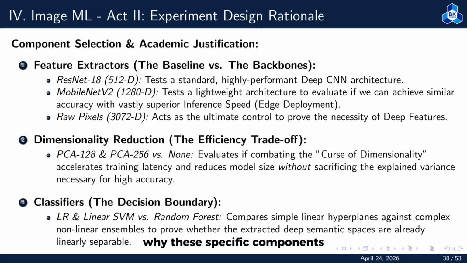Why these specific components? We included MobileNet V2 to test for edge deployment feasibility because it's much lighter than ResNet. We used PCA to combat the curse of dimensionality, testing if we could slash the feature space from 512 down to 128 without losing the explained variance necessary to recognize digits.